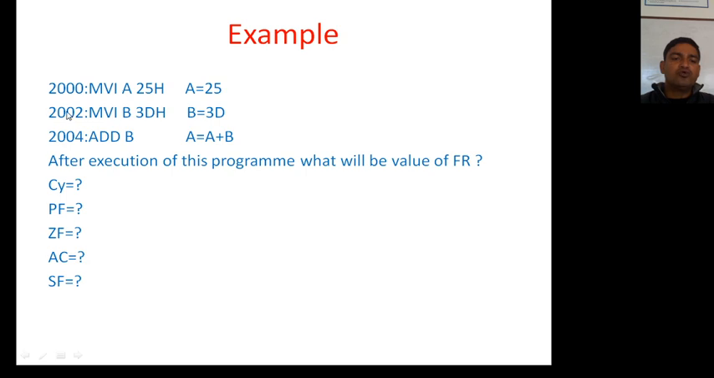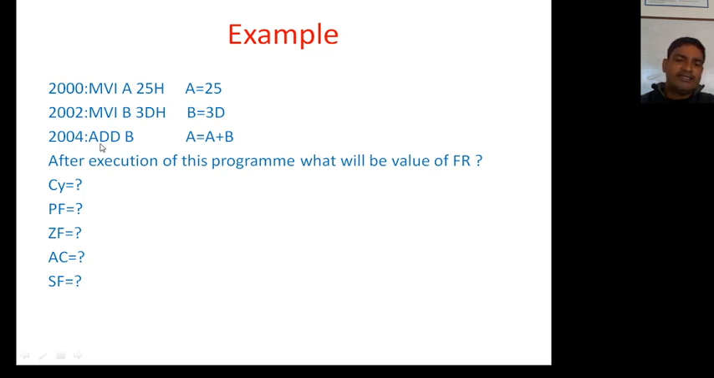Suppose in 2002 address, B equal to 3D, and suppose in 2004 address there is ADD B, which is nothing but A equal to A plus B. Okay, this is your sample of an assembly language program.